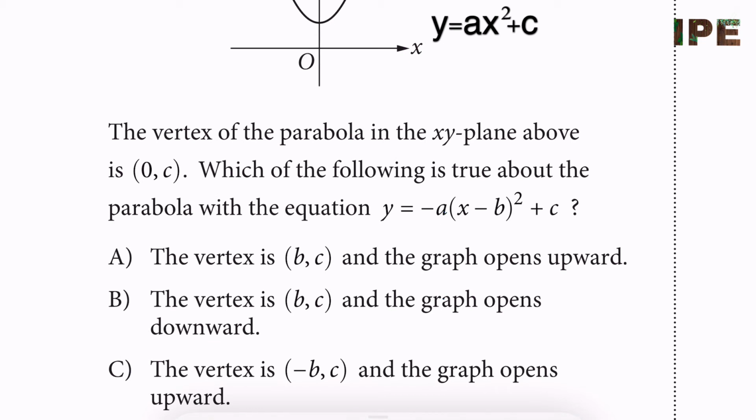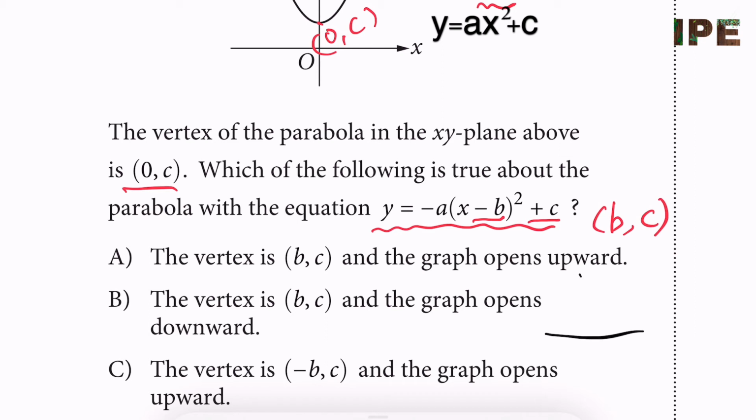Y equals ax squared plus c is given. The vertex point of this problem is here. That is 0, c, because the y-intercept is c. It says 0, c. Which of the following is true about the graph with the equation of this? That vertex is b, c, right? b, c is vertex form. Opposite sign of this number is the x coordinate. Same sign of this number is the y coordinate. So the graph should be a little different, right? The vertex is going to be b, c, not just 0, c.